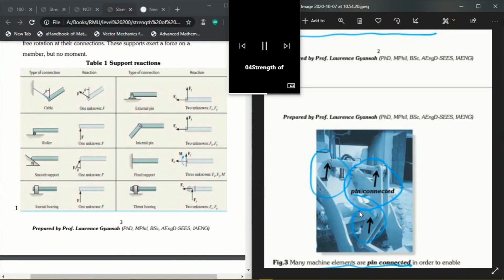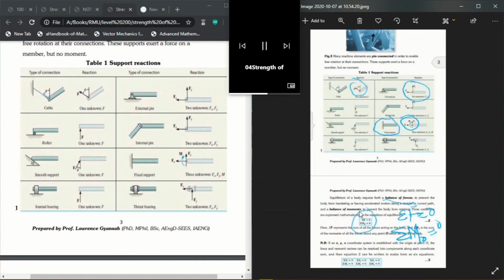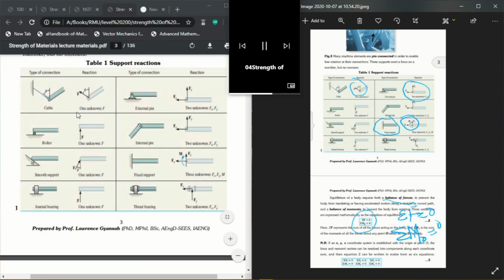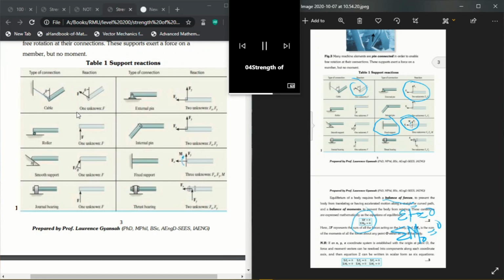You can see clearly the free body diagrams that have been drawn in table 1. When I say free body diagram, it means any diagram that exposes the internal forces plus the external forces of a structure. So you could see example, type of connection, that type of support. If it is a cable, if you draw the free body diagram, how many forces will you see? You see one single force, F, through the cable.